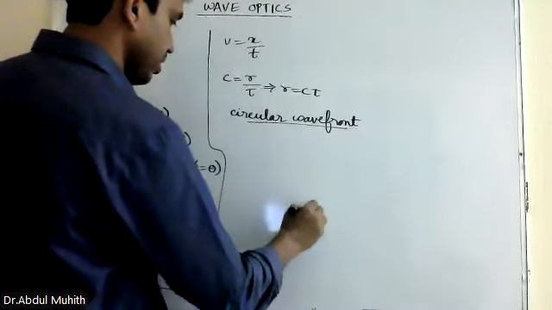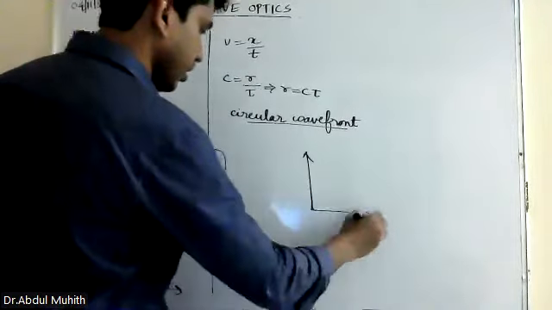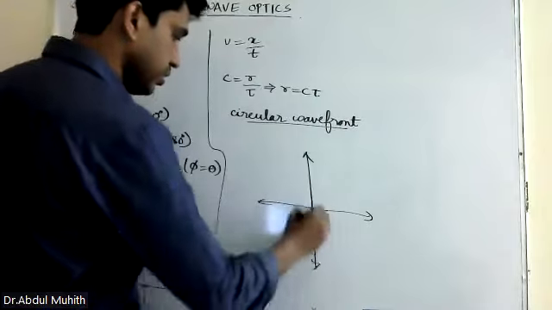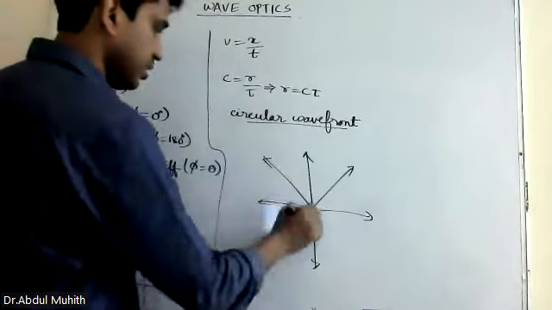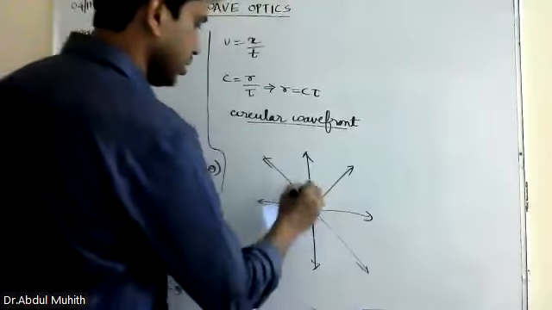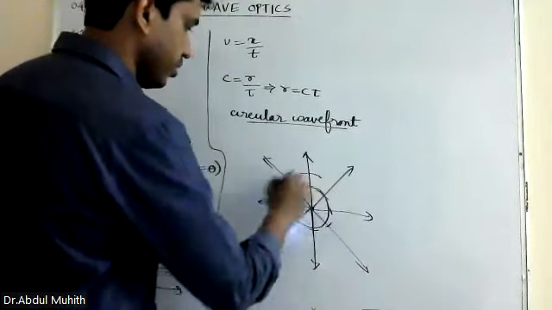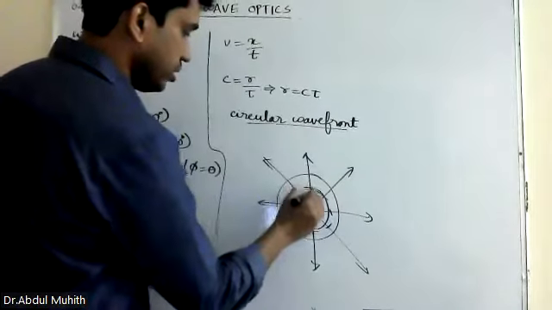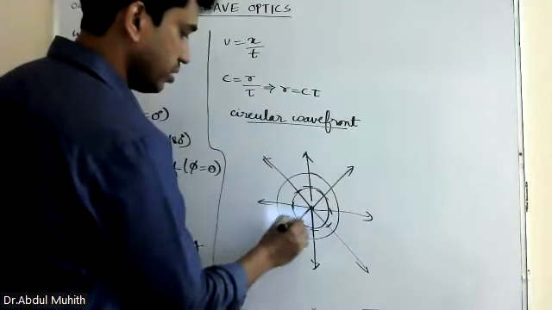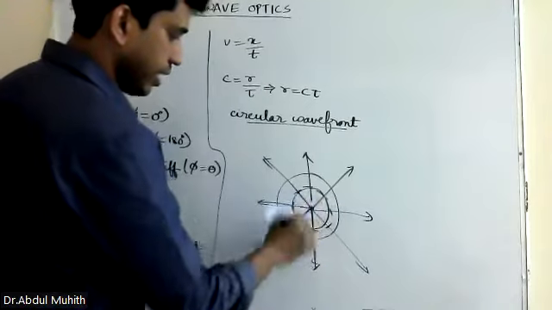We draw, suppose this is the dot. These are the rays, and these are the wavefronts. Now these dots are the wavelets, and this one is the primary wavefront.